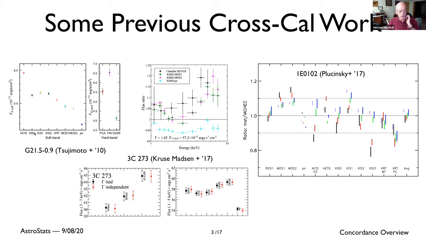So here, for example, in this upper left one, a supernova remnant was observed by eight different instruments, and they all get different answers for the flux vertically here. Horizontally is just arbitrary; it just lists the different instruments being used. One is Chandra, ACIS. There are three XMM instruments, three from Suzaku, and one from the Swift X-ray telescope. The fluxes are different, in both the soft band and the hard band, and you can see the differences can easily be 10 to 20%.